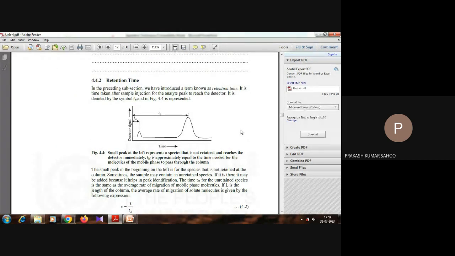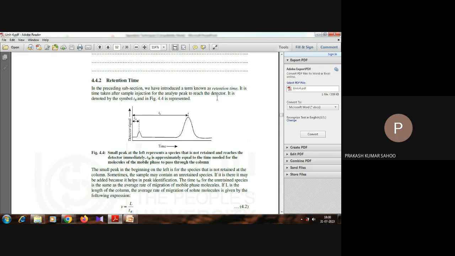Retention time means the time of retention of the constituents in the column. In the preceding subsection, we introduced a term known as retention time. It is the time taken after sample injection for the analyte peak to reach the detector. That means when the sample is injected and the time at which we have the detector response, that is, we get the result. The time gap between these two is known as retention time. That means the sample is retained on the column.